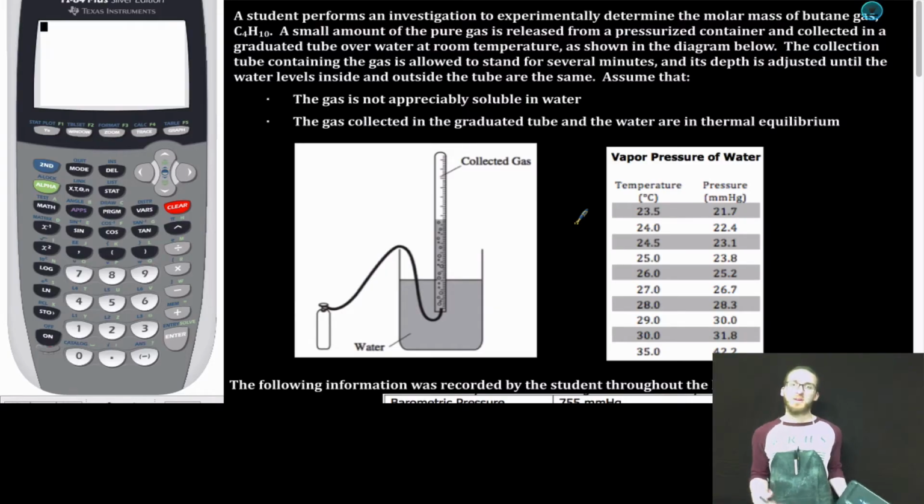Part of the reason why we collect the gas over water is to ensure that the only gas that we're collecting, in this case, is the butane gas, and not the oxygen gas, nitrogen gas, carbon dioxide gas, and all the other gases that make up the atmosphere. But remember that even when we collect gases over water, there's still always going to be one other gas mixed in, and that is water vapor.